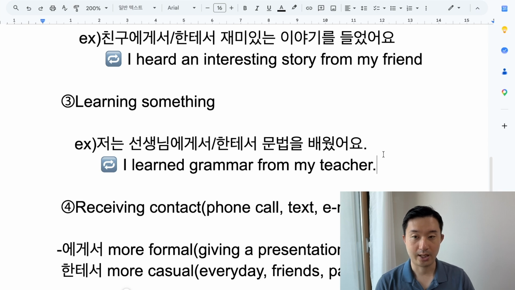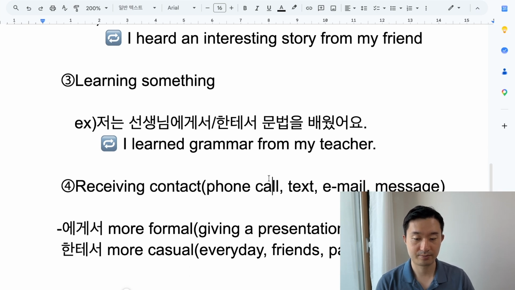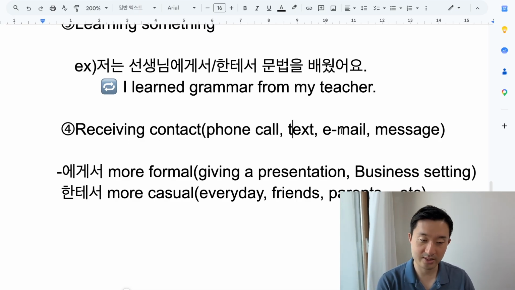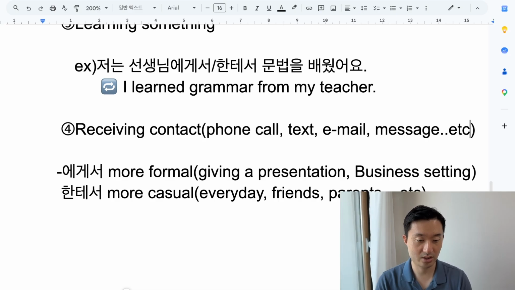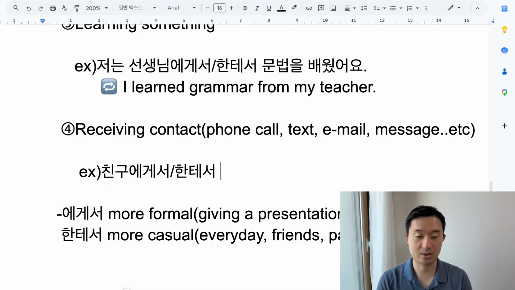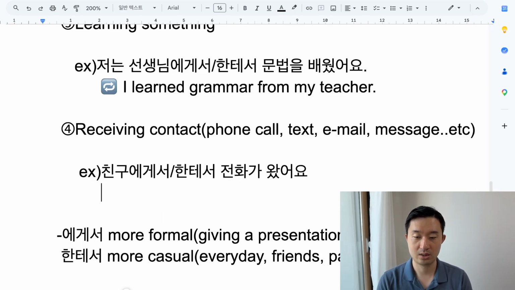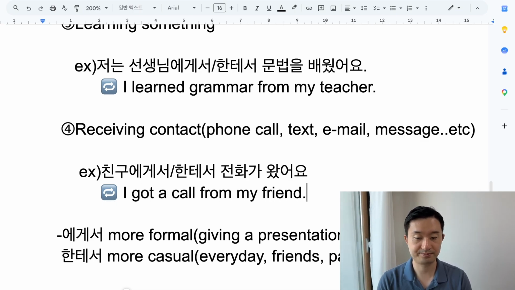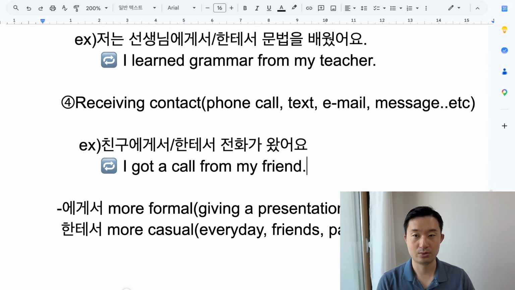And the next one, the last case, is receiving contact: phone call, text, email, message, etc. For example, you can also say 친구에게서 or 한테서 전화가 왔어요, which means I got a call from my friend.